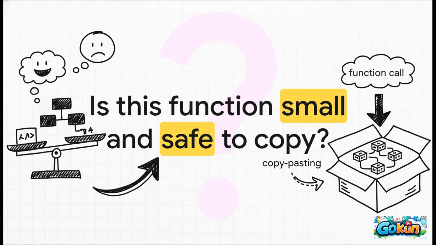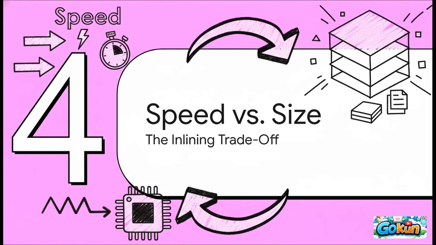It does a quick little cost-benefit analysis. It asks itself, okay, is the benefit I get from avoiding this function call greater than the cost of actually copy-pasting the code itself? If the function is small and simple, the answer is usually a big yes, and it gets inlined. And this brings us to a really fundamental trade-off in computer science.